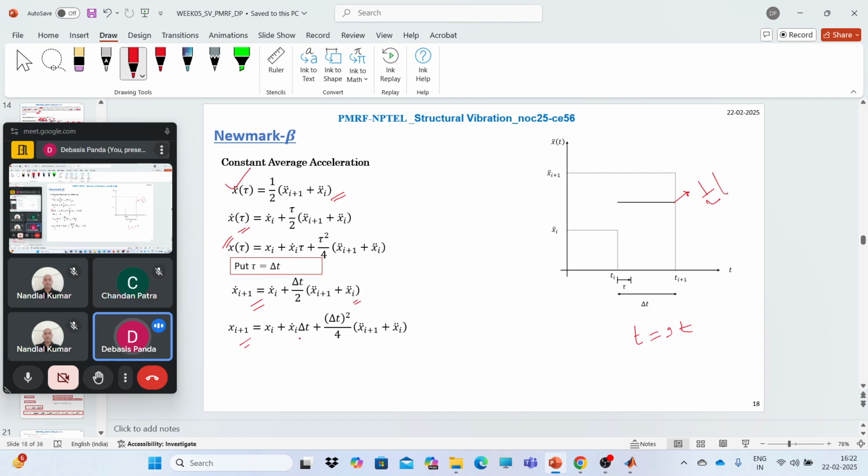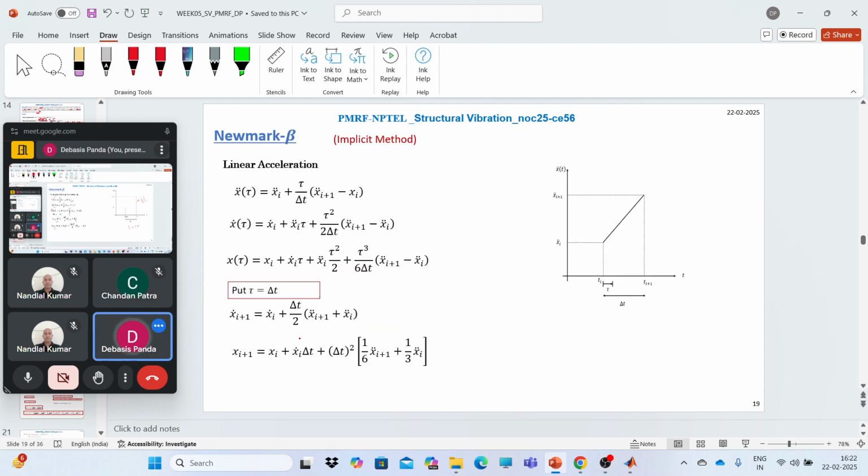It's nothing but this. Now, this is the Newmark-β constant average acceleration method. We have another case where the acceleration is considered to vary linearly. If we have that linear variation of acceleration, obviously we can interpolate between t_i and t_i+1. So for this condition, if I consider any time instant tau, what will be the acceleration value? The acceleration value will be nothing but x double dot i plus (x double dot i+1 minus x double dot i) within bracket tau by del t.